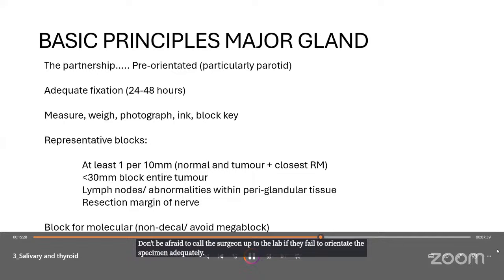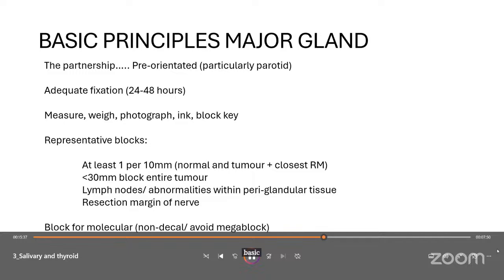Fixation is important, a minimum of 24 hours depending on the size. Some people will increase to 48 hours. Basic standards, so measure, weigh, photograph the lesion, ink surgical margins as appropriate, and take a block key. In terms of block selection, at least 1 per 10 millimeters, and if possible, try and include a block that has normal salivary gland tissue in the background, adjacent to the tumour, and also the closest resection margin.